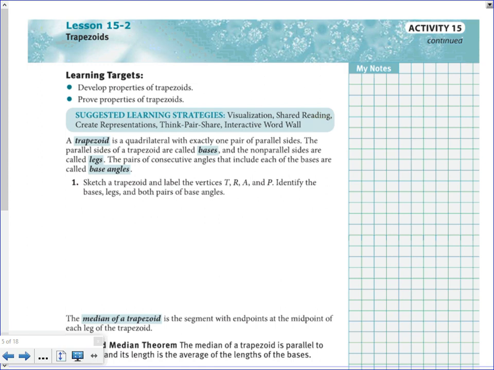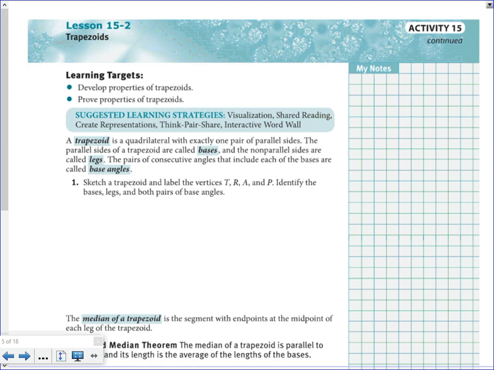All right, so today we're going to be looking at lesson 15-2. We're going to be looking at trapezoids. So we're continuing our discussion on different types of quadrilaterals, and this is a trapezoid where you are going to have exactly one pair of parallel sides. That is what the definition for a trapezoid would be.